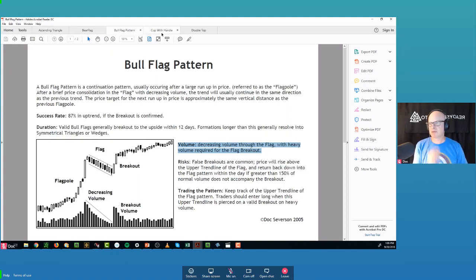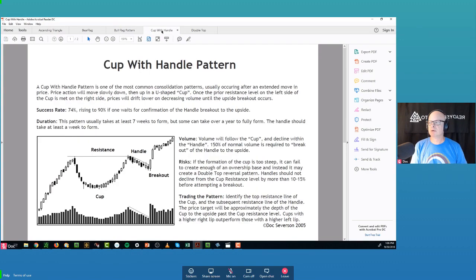Okay, let's look at another pattern here. Cup with handle. Success rate. This one's a little bit more obscure. I don't see too many of these patterns out there on a day-to-day basis. A lot of times these will set up, but they take months and months to set up. So in this case, the duration usually takes at least 7 weeks to form, but some can take over a year to fully form. This, I would agree with this.